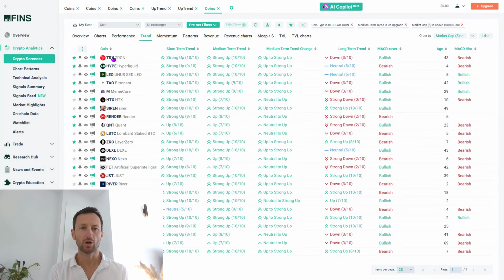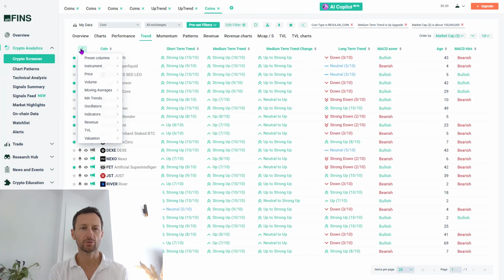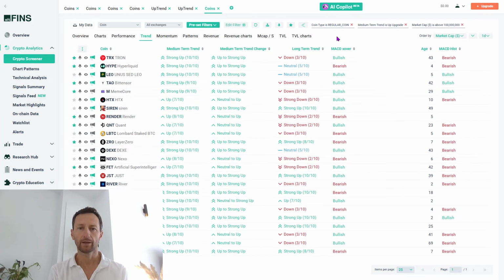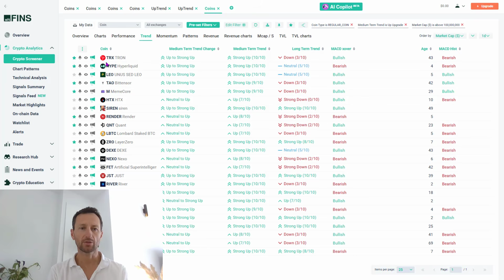All right, so Tron is one of them. So I'm going to get rid of the short-term trend, since at this point I don't really want to be paying attention to it. Okay, so medium-term trend change. Tron went from up to strong up. Hyperliquid also up from strong up. Others have gone from neutral to up, right? So these are assets, and there's about 24 of them, where the trends are improving. Like Quant, actually, the trend went from neutral to up.